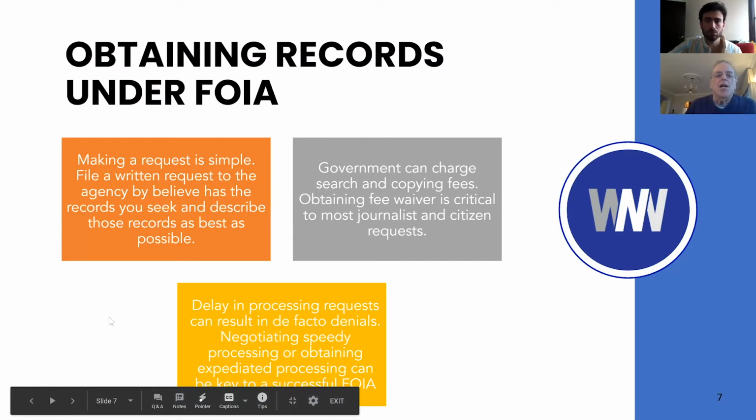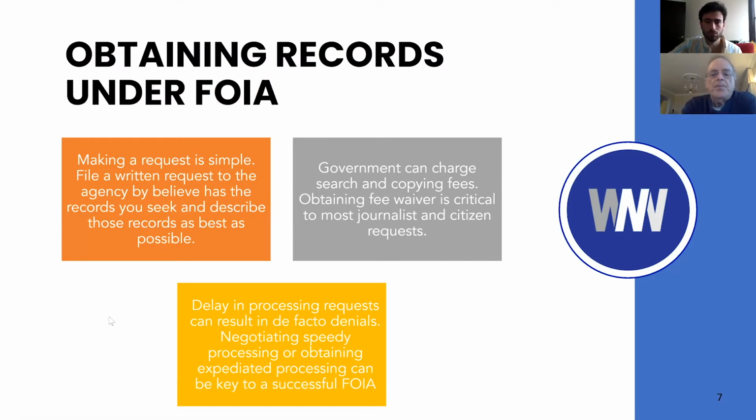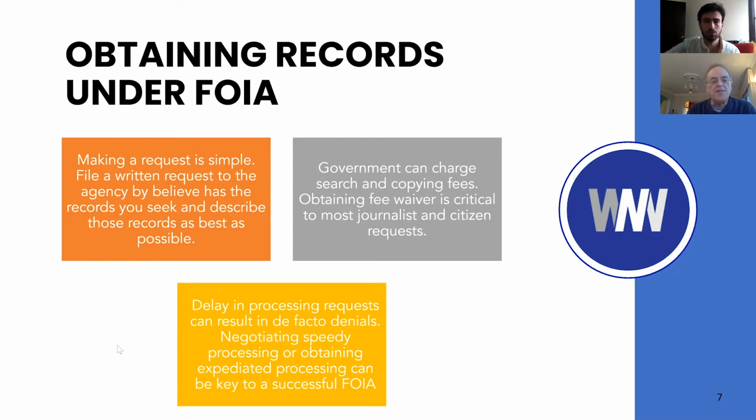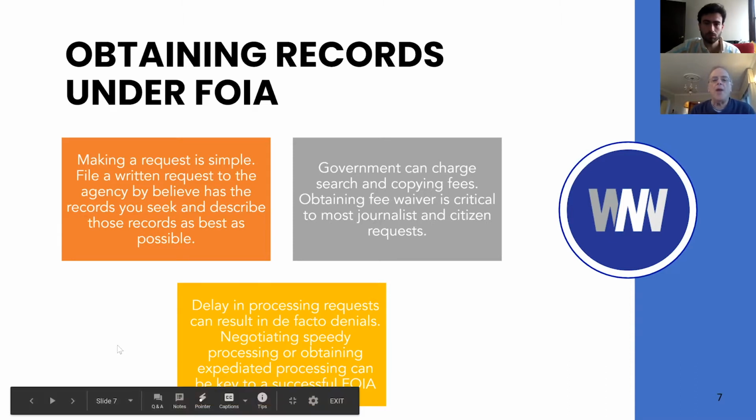Then you had the Watergate scandal. And what we now know as the Freedom of Information Act is really the 1974 amendments to the Freedom of Information Act. Here's the basic framework right here. Making a request is simple. File it with the agency, describe it. Now, the government can charge fees, but guess what? They put in a fee waiver provision.